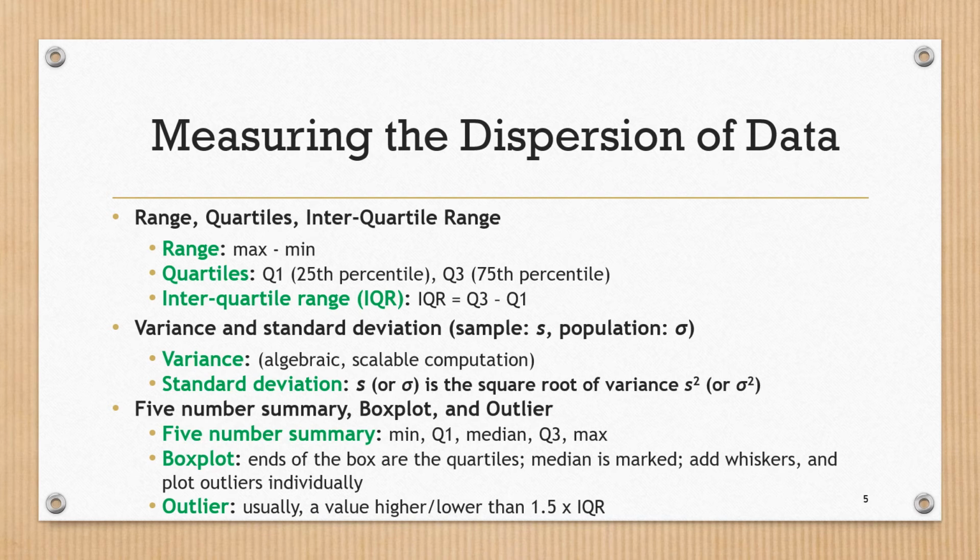To visualize the data distribution, we collect the 5-number summary, which includes minimum, Q1, median, Q3, and maximum, and depict them in the box plot. If any value is higher or lower than 1.5 times the IQR beyond the quartiles, we can consider these values as outliers.